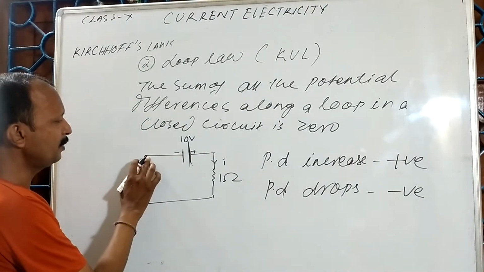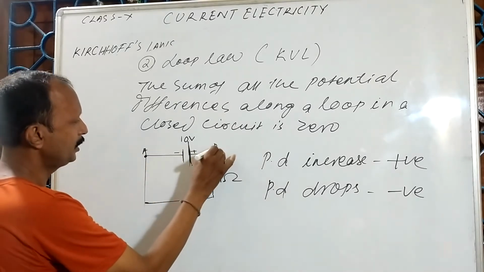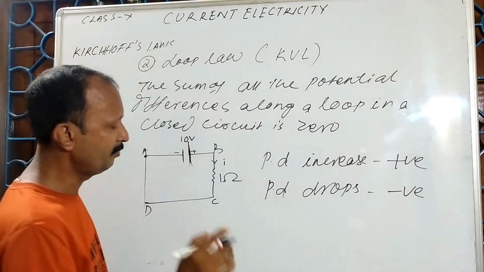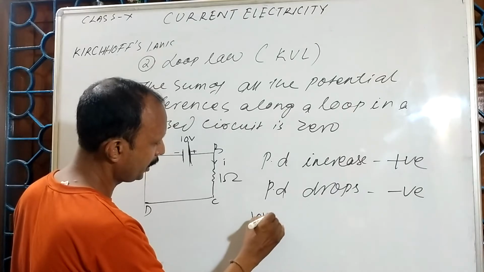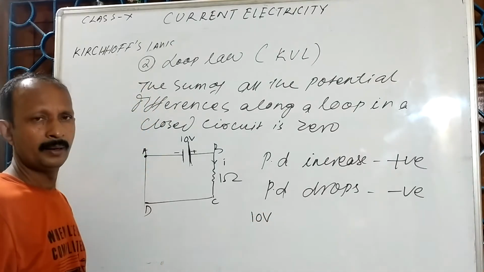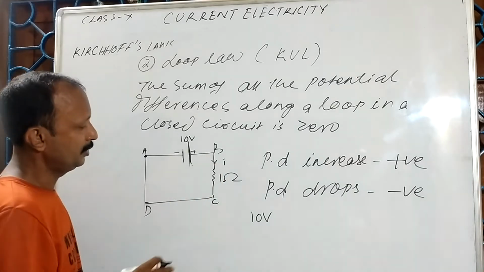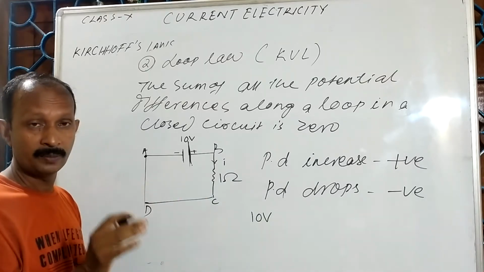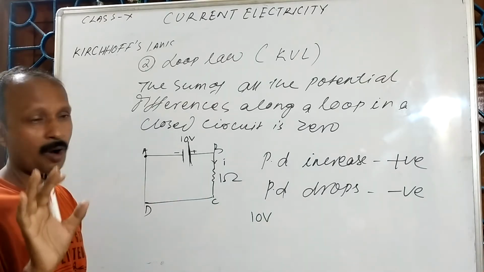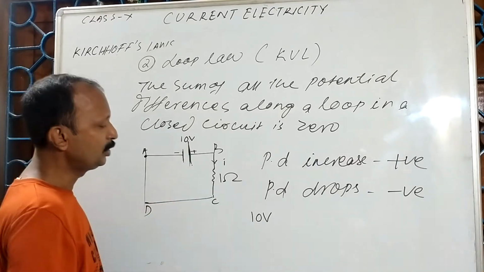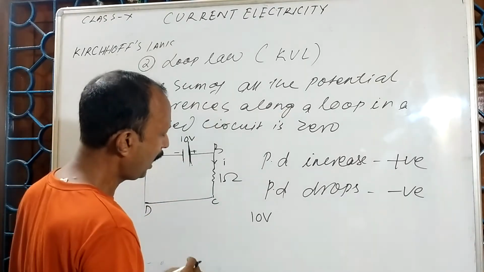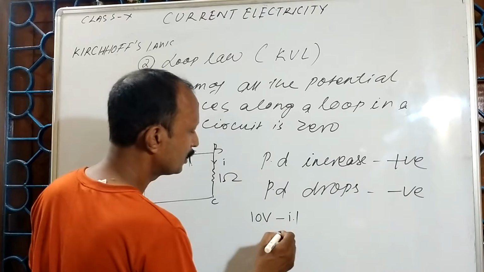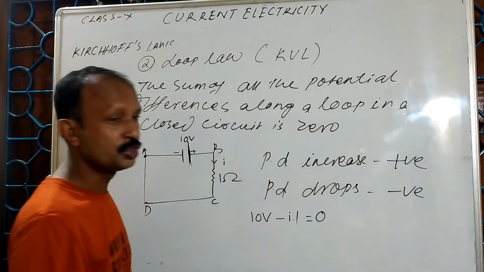So suppose I am moving from this point A, this is B, this is C, this is D. So here the potential difference is 10 volt. So I am writing this as 10 volt. Again I am moving from B to C. Whenever I am moving from B to C, there is a resistor. So definitely there will be a potential drop. So in this case, I shall use the potential difference as minus I into 1. This total is equal to 0.